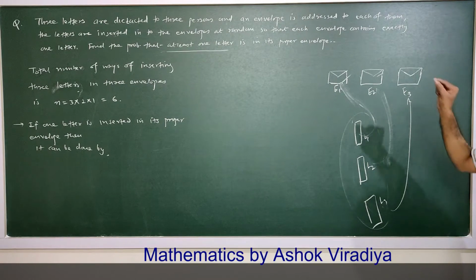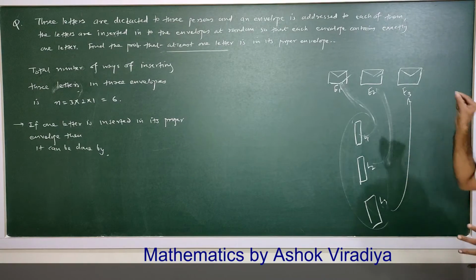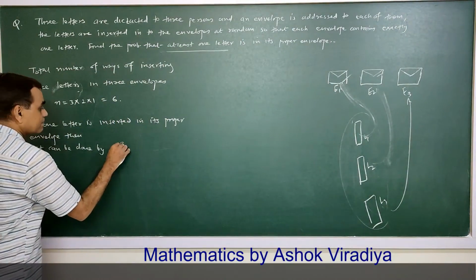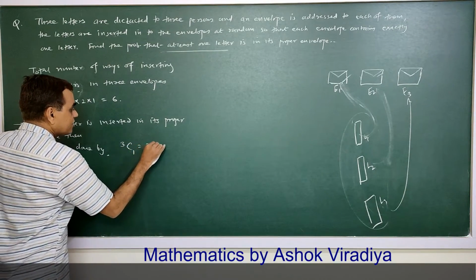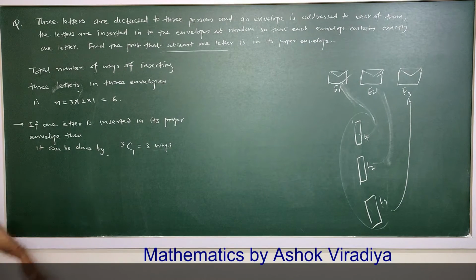Means select any one letter from these three letters and put it in its proper envelope. So this can be done by 3C1 ways, that is three ways. Select any one letter, put in its proper envelope. That is 3C1.